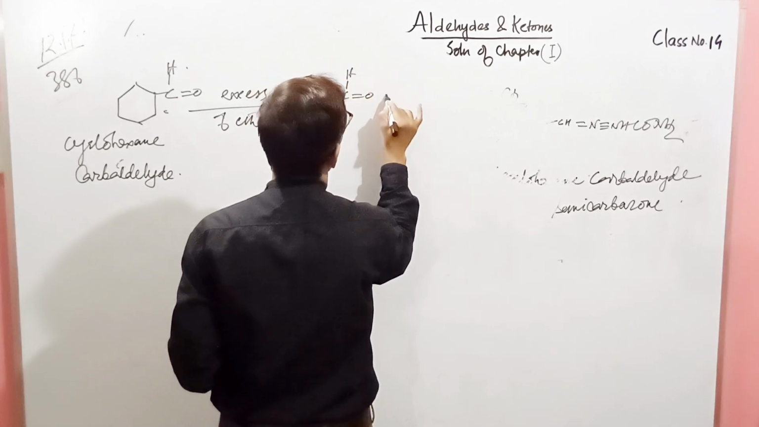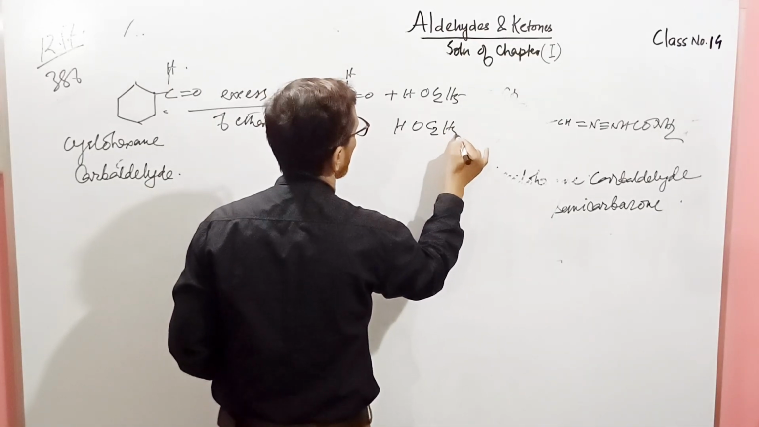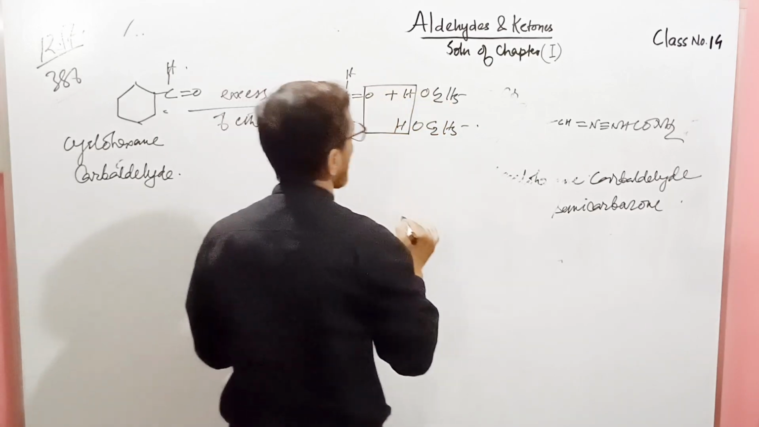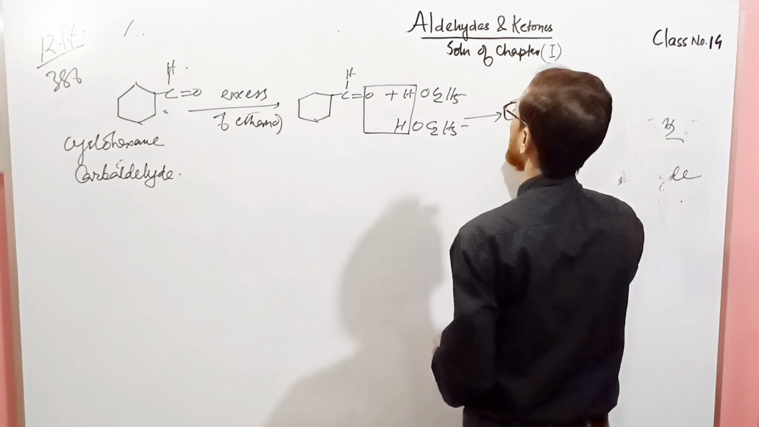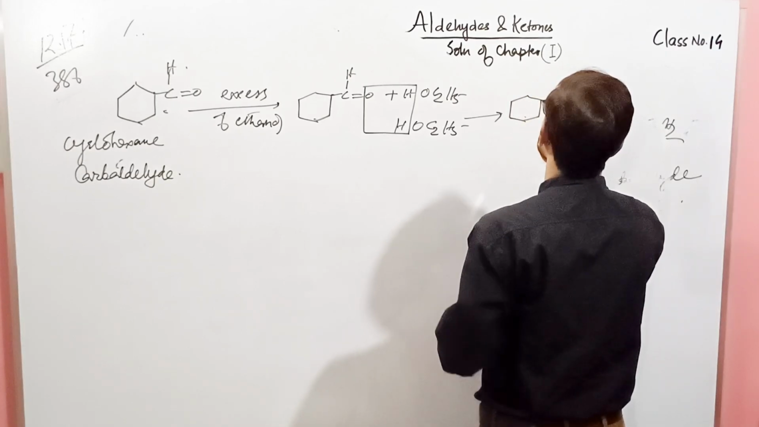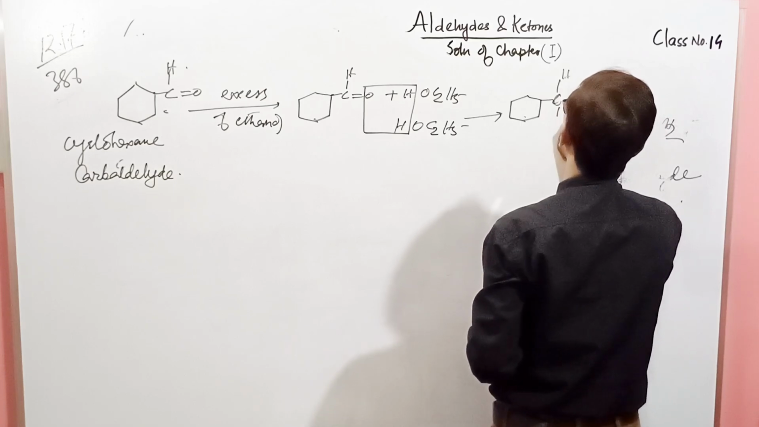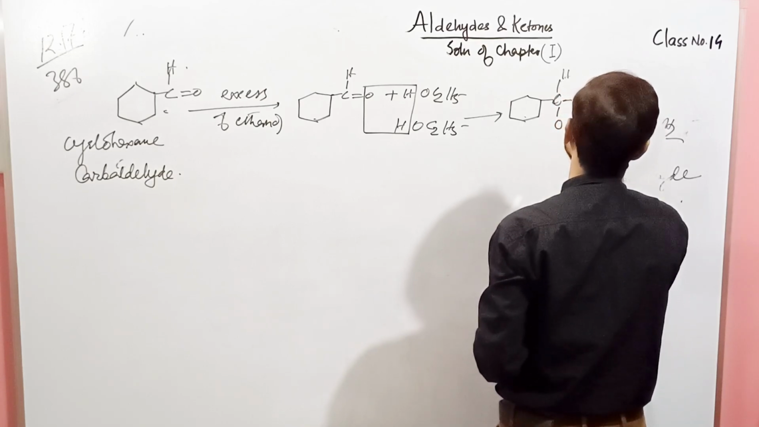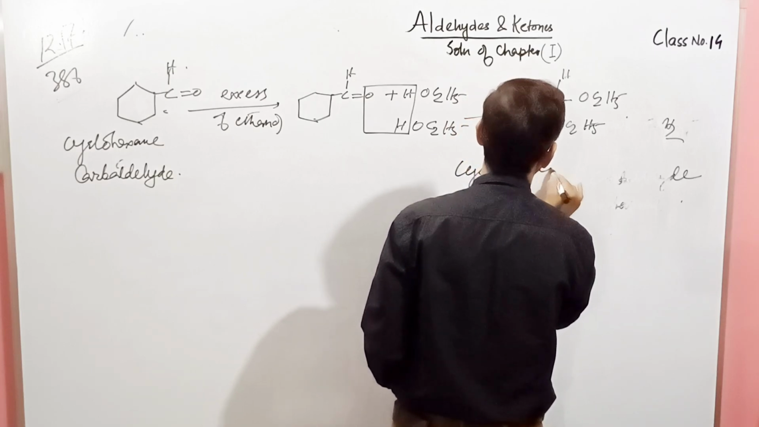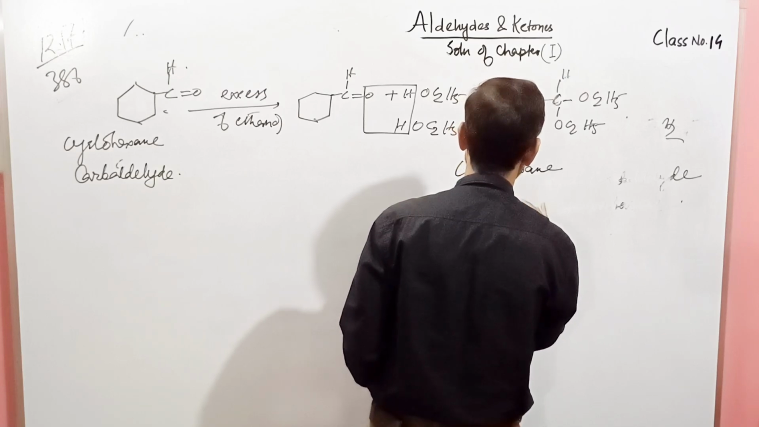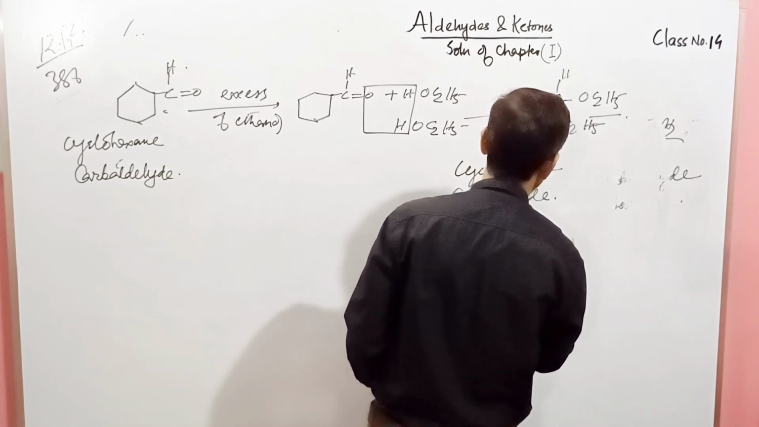You write ethanol as C2H5OH. Am I right? So what do we get? Cyclohexane carbaldehyde diethyl acetal.